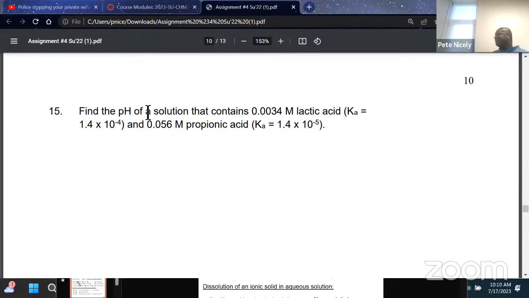So let's see, how shall we tackle this? Well, the overall strategy to solve this one is to determine the concentration of H plus produced in each case, and then add those two to give you the total hydrogen ion concentration, and then find the minus log of that value, and that will give you the pH. So it's very similar to what we just did a while ago, but we're going to do it for two acids, right?